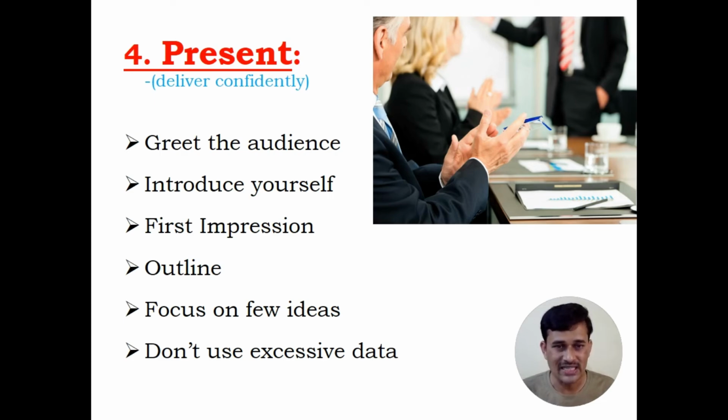Outline. Our second slide should be the outline of our presentation. What are the main contents you are going to touch on in this presentation? You need to keep that in your second slide as the outline. Next one, focus on a few ideas. You are giving a presentation on a certain topic. You need to select 3 or 4 points which are very important to the audience. Those points we need to focus on more. Then the audience can remember those points easily, because we are focusing more on them.